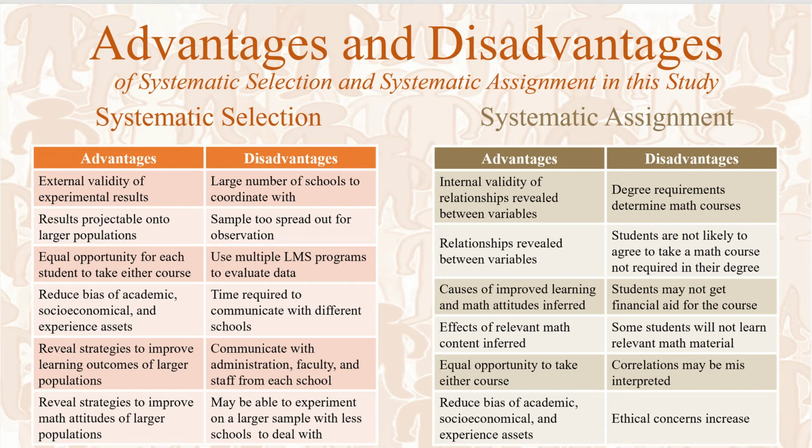Some disadvantages of systematic selection are that there are a large number of schools to coordinate with. Samples are very spread out, reducing access to participants. The requirement of using multiple different learning management systems to evaluate and collect data is time-consuming, along with the necessity to communicate with many different schools.